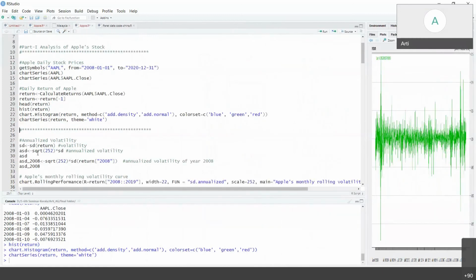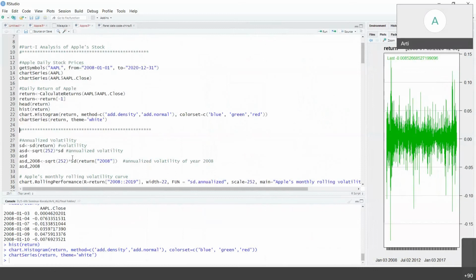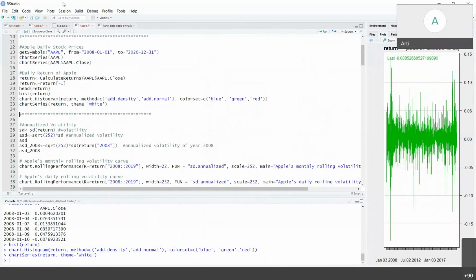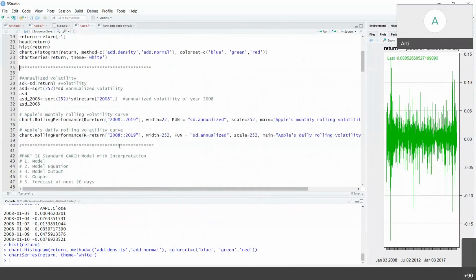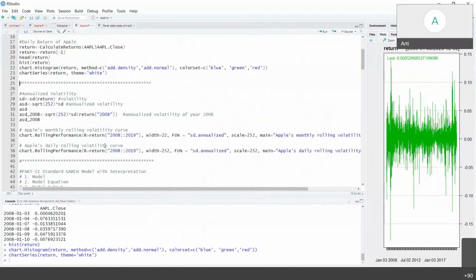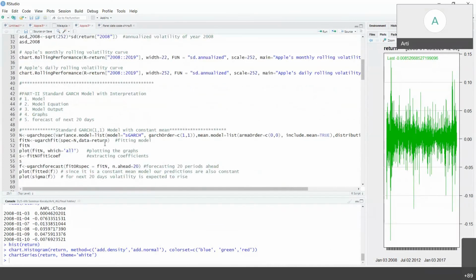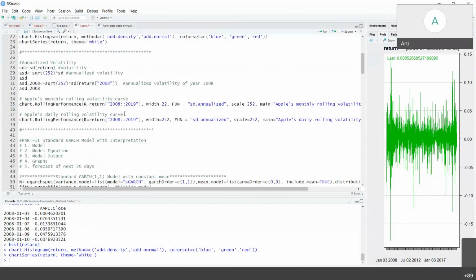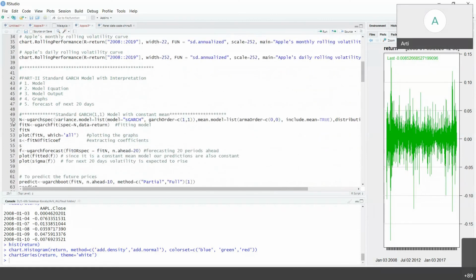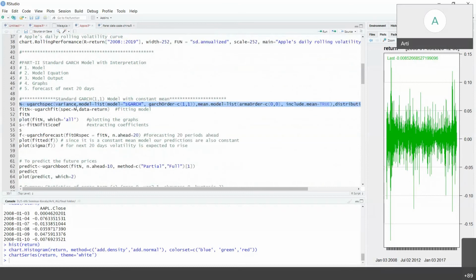Okay, now what I wanted to do. All right. So now this is my GARCH model. So how do we write the equation? You can just have a glimpse.